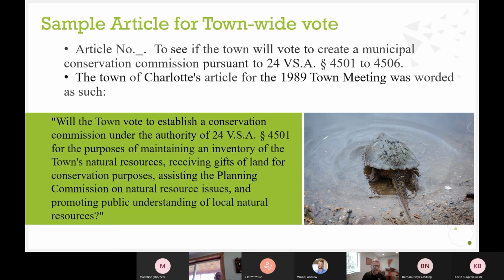And then specifically, they say, will the town vote to establish a conservation commission under that authority for the purposes of maintaining an inventory of the town's natural resources, receiving gifts of land for conservation purposes, assisting the Planning Commission on natural resource issues, and promoting public understanding of local natural resources. So in this sample article, they get at the major tasks that the Conservation Commission is going to be doing there in Charlotte. That idea of inventory, that idea of receiving gifts of land for conservation purposes, that idea of advising the Planning Commission, and that educational idea.